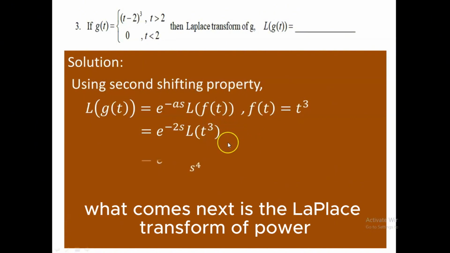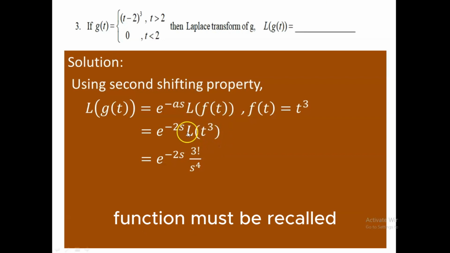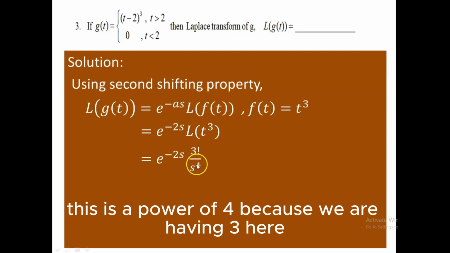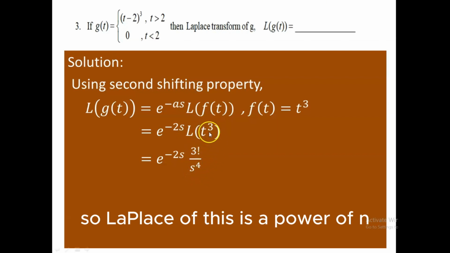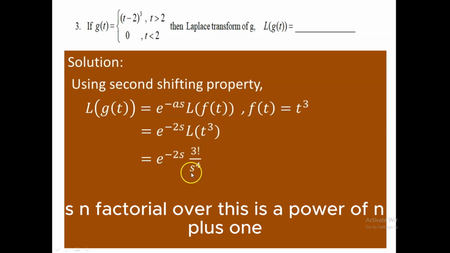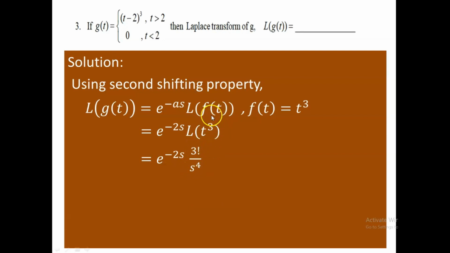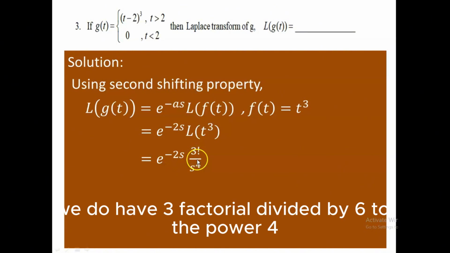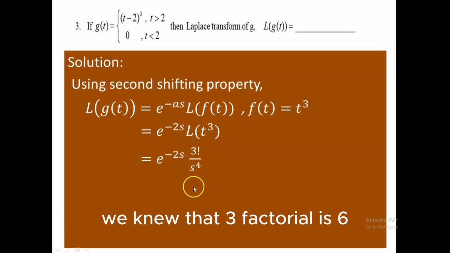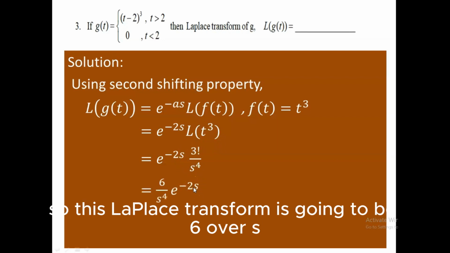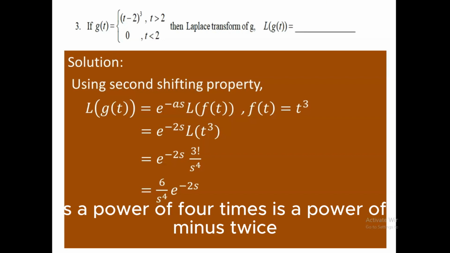From this, what comes next is that the Laplace transform of a power function must be recalled, and that is 3 factorial over s to the power of 4. The Laplace of t to the power of n is n factorial over s to the power of n plus 1. Since n is 3, we have 3 factorial divided by s to the power of 4. We know that 3 factorial is 6, so this Laplace transform is going to be 6 over s to the power of 4 times e to the power of minus 2s.